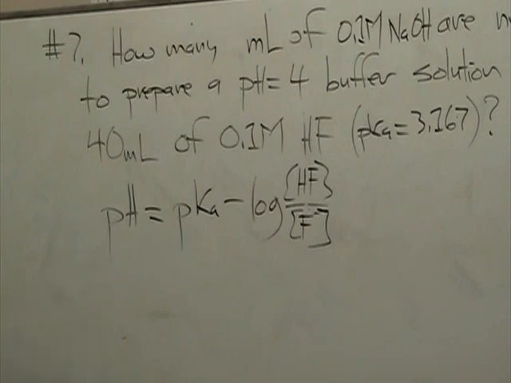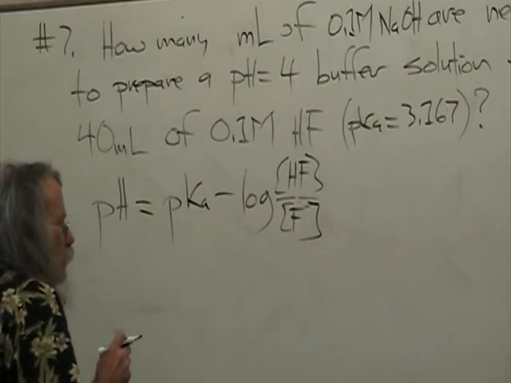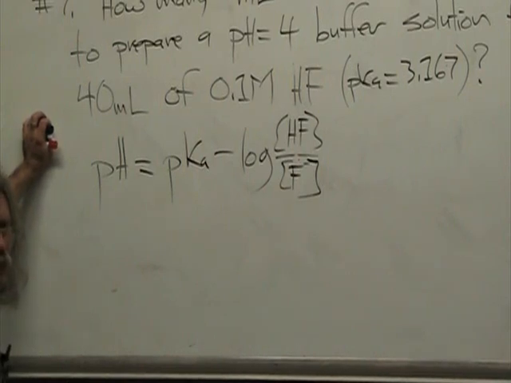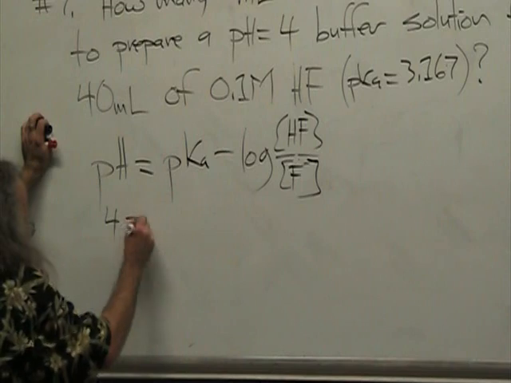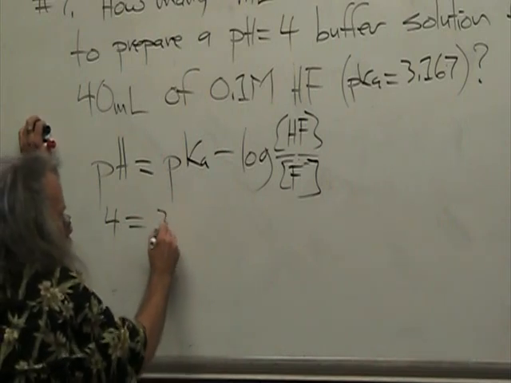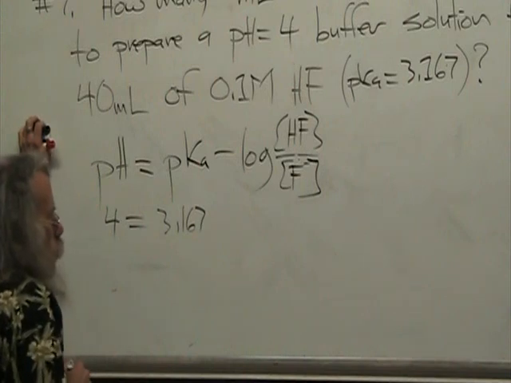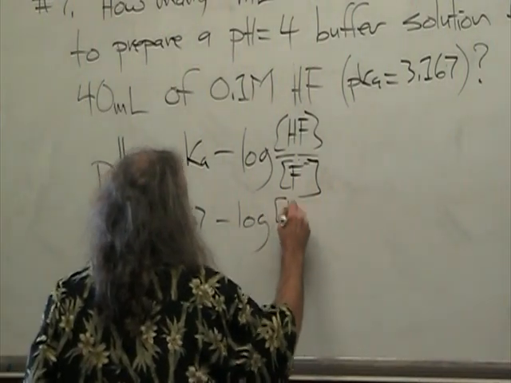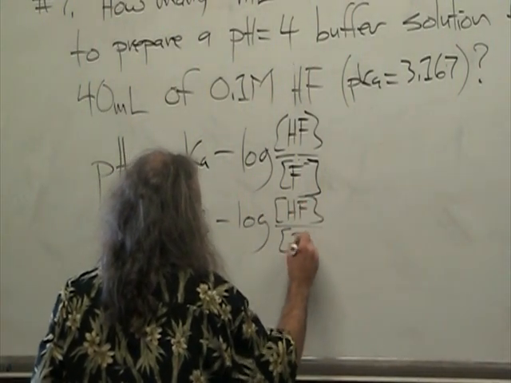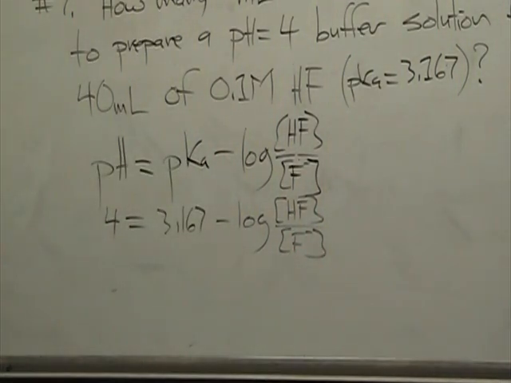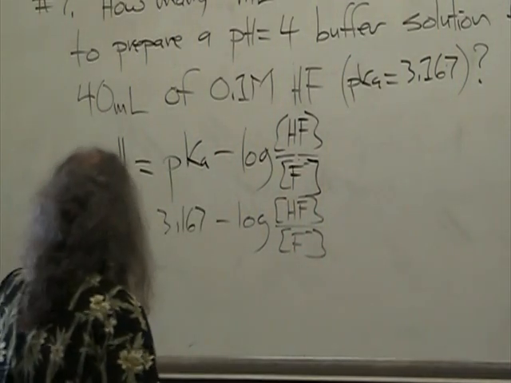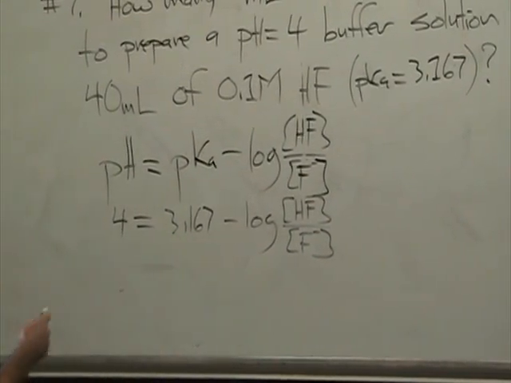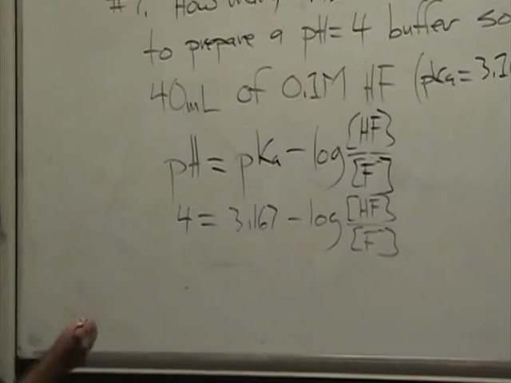And now I'm just going to start from the start with what pH I want. 4 equals, and what was pKa? 3.167, minus the log of HF over F. Now, the reason I did it this way is because I can now just take care of this number right now.